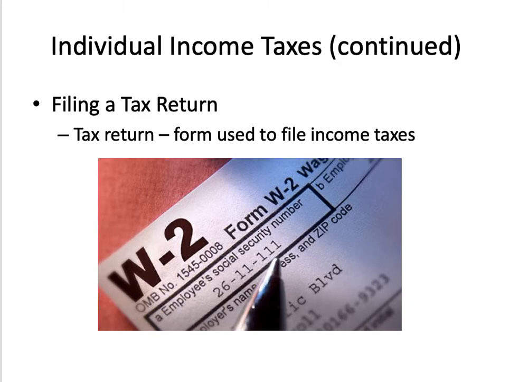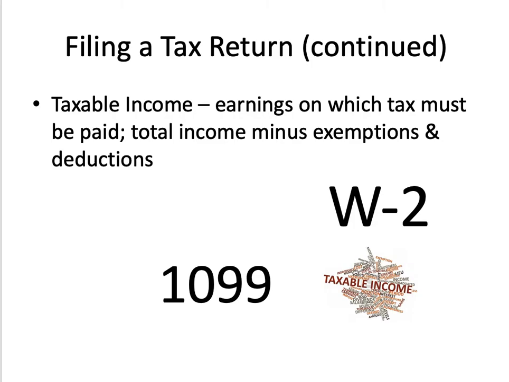So a W-2 form is the form that you use to file your taxes. On that form, you will find something called taxable income. This is the money that you have made minus any exemptions and deductions, and we will discuss what those are in a minute. So you will either get a W-2 form or a 1099. A 1099 form, if you ever have an employer that says, we will give you a 1099 at the end of the year, this is what it means.